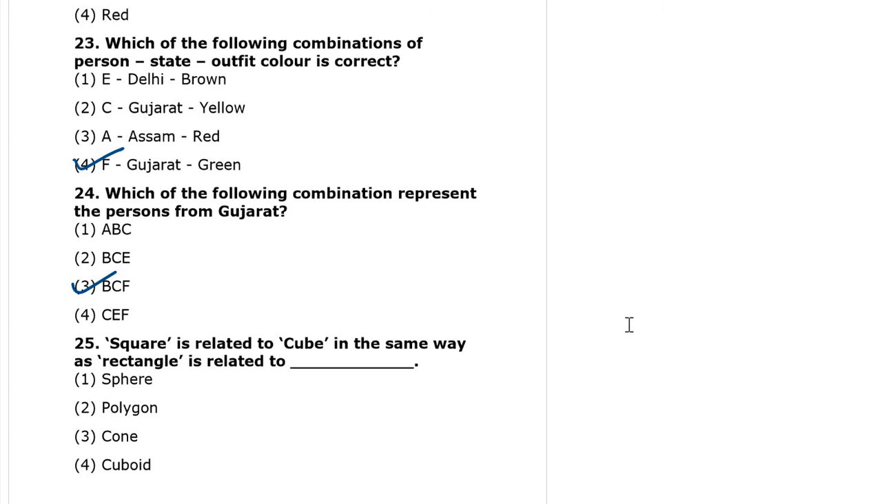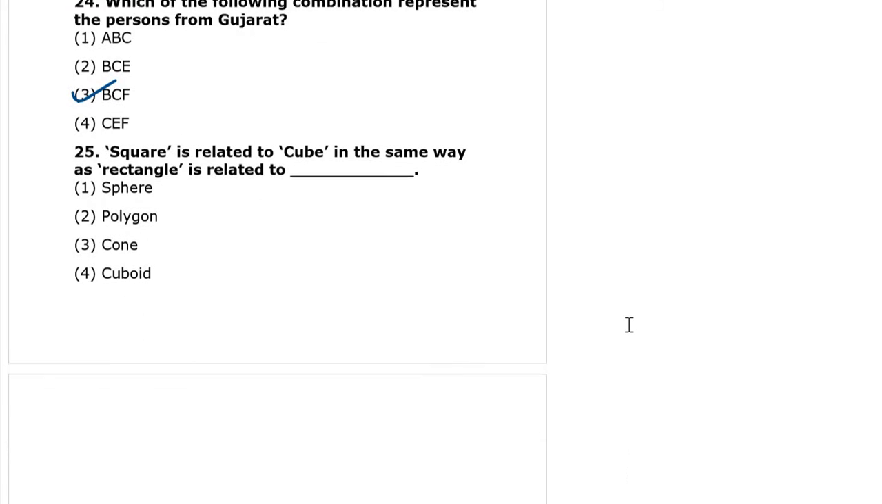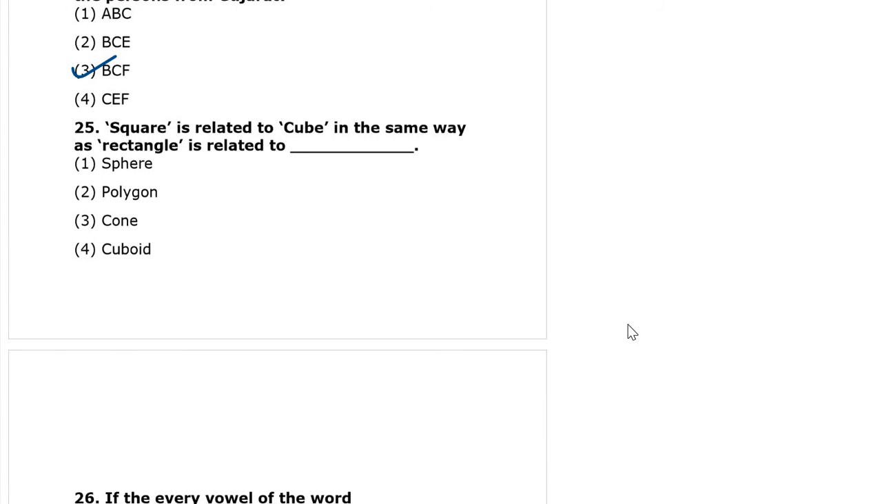Okay. Next, square is related to cube. What is a rectangle? So cube, each face having the figure. If you are making cube means each face is square. Same way rectangle means cuboid. Okay. Come to the next question.